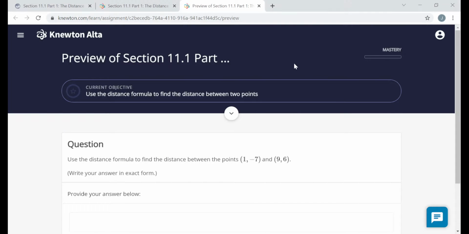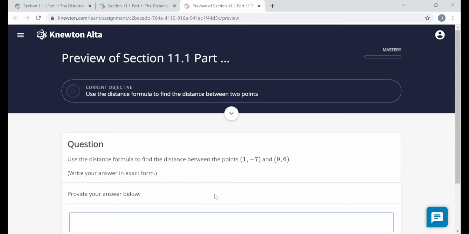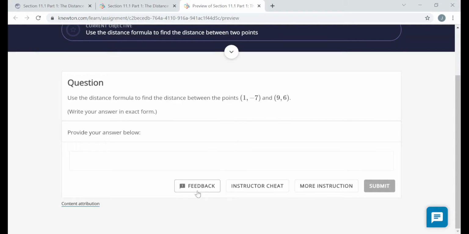Alright, so here's the assignment page. You won't see the words preview of, you'll just see the title of the assignment. The mastery bar, telling you how far along you've gotten. And the objectives. Now it looks like there's only the one objective for this particular assignment. And then beneath each current objective you'll have a question related to that objective. And at the bottom of every question there should be a feedback button for which you can send feedback to Knewton if you need to.